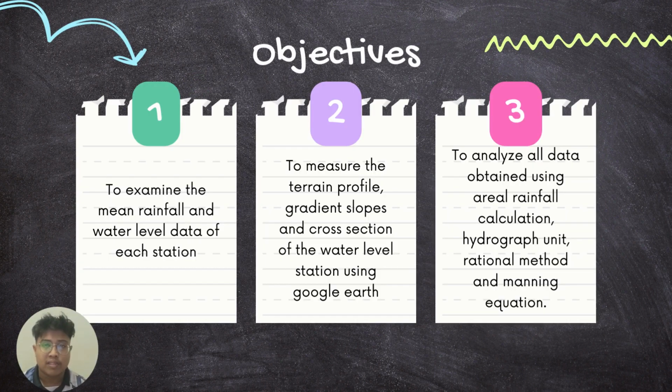Okay, so now I will present our objectives for this project. First objective is to examine the mean rainfall and water level data of each station. Next objective is to measure the terrain profile, gradient slope and cross-section of the water level station using Google Earth. Last objective is to analyze all data obtained using aerial rainfall calculation, hydrograph unit, rational method and Manning equation.